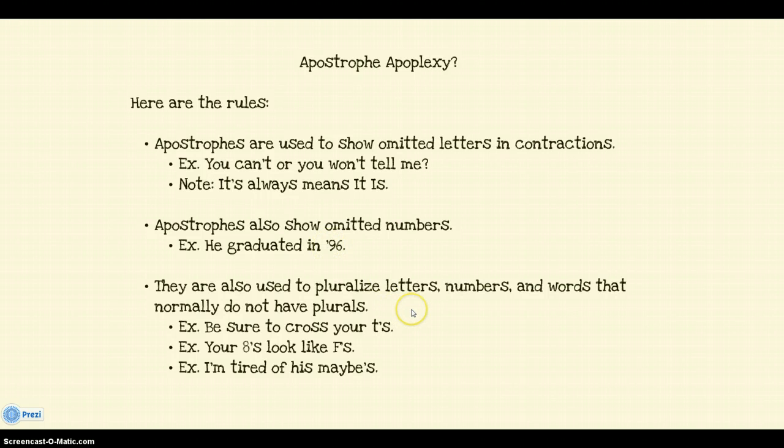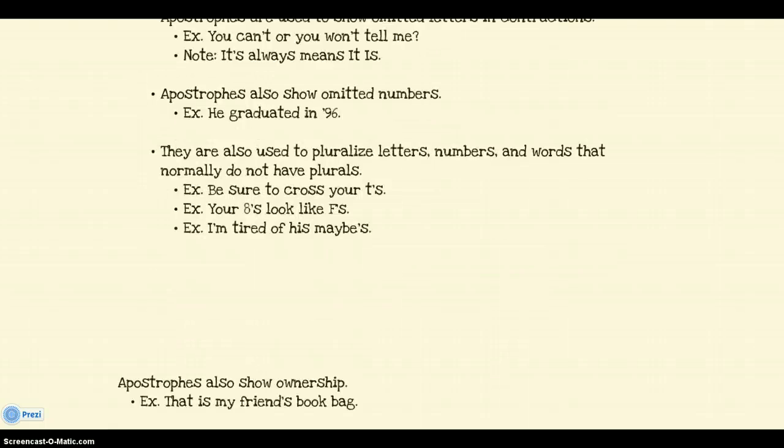Now, you also use apostrophes when you are pluralizing letters, numbers, or words that normally don't have a plural, like be sure to cross your T's, right? If you had Ts, we would be like, tis, I don't know what that is. Or your 8's look like F's, right? So there would be an apostrophe here. Or I'm tired of his maybe's, you know. Now, you could also do this last one with quotation marks, and then you wouldn't need the apostrophe, but anytime you're trying to pluralize something that's a little weird, an apostrophe will usually help you clarify.